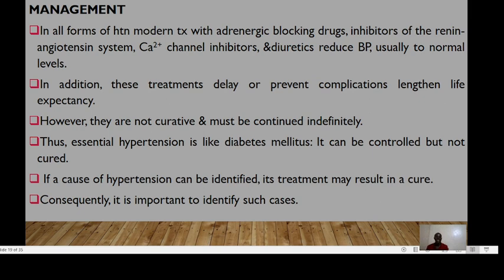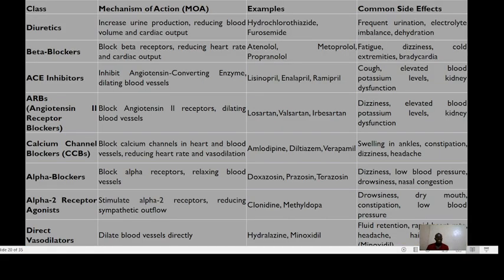much significance. However, they are not curative, especially for essential hypertension, the primary hypertension, so they must be continued indefinitely. Thus, essential hypertension is like diabetes mellitus, okay? It can be controlled but not cured. So if the cause of hypertension can be identified, as in secondary hypertension, its treatment may result in a cure. Consequently, it's important to identify such cases.